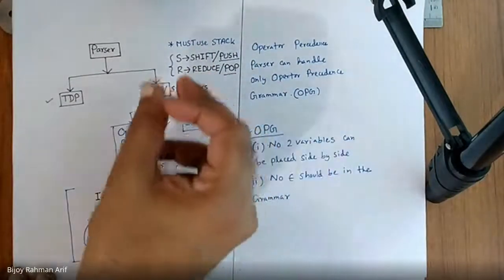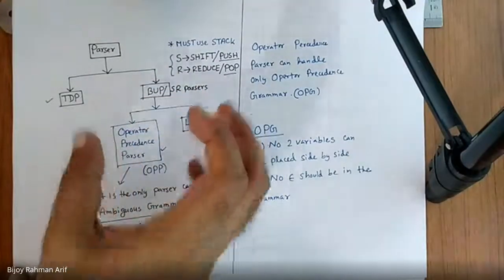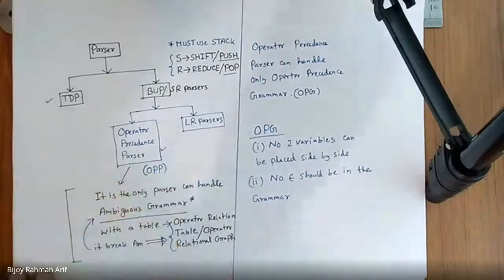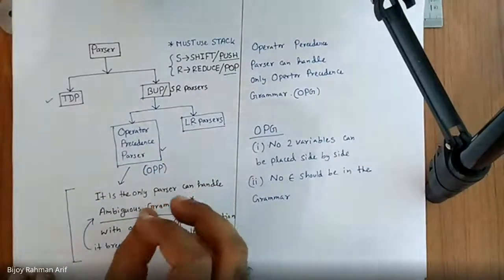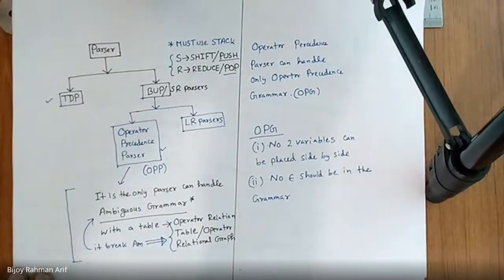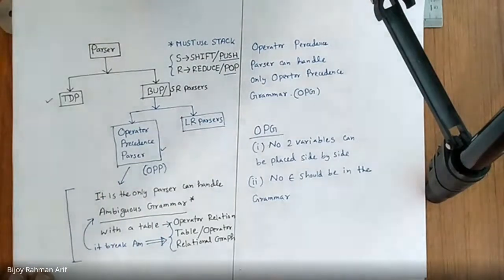Now we are in the bottom-up parsers. Bottom-up parsers can be divided into two broad categories. One is operator precedence parser, OPP. It uses a special type of grammar called operator precedence grammar. And we know what operator precedence grammar is, where there is no epsilon move, no epsilon terms, and no two variables are side by side. Based on that grammar, we can have a special type of stack-based parser, which is called operator precedence parser. And we have studied the details of how we can implement operator precedence parser.